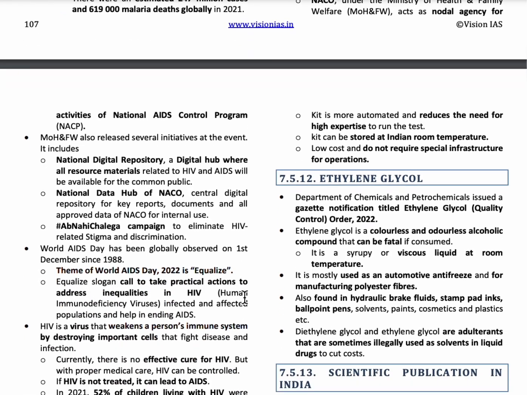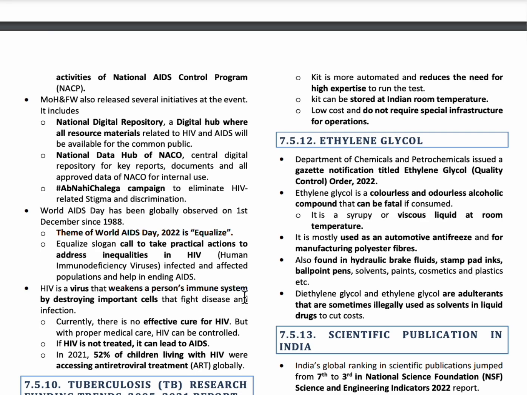So initiatives that are taken by India to reduce HIV are, first is National Digital Repository. So it is a digital hub where all resource materials related to HIV and AIDS will be available for the common public. Next is National Data Hub of NACO. So it is a central digital repository for the key reports, documents and all approved data of NACO for internal use. The next one is Ab Nahi Chalega campaign to eliminate the HIV related stigma and discrimination.